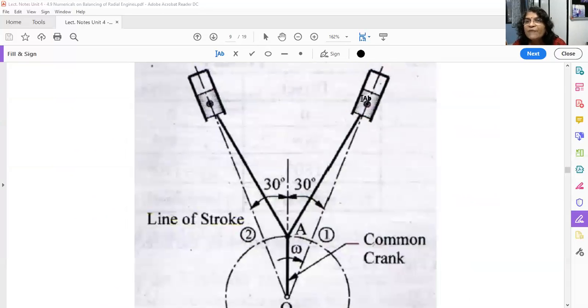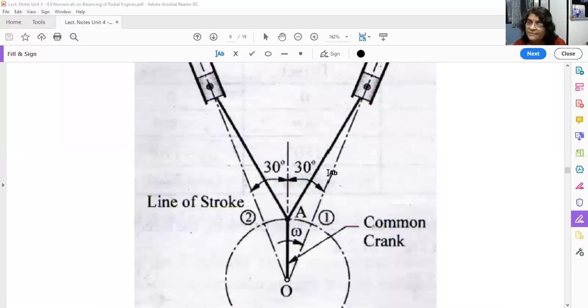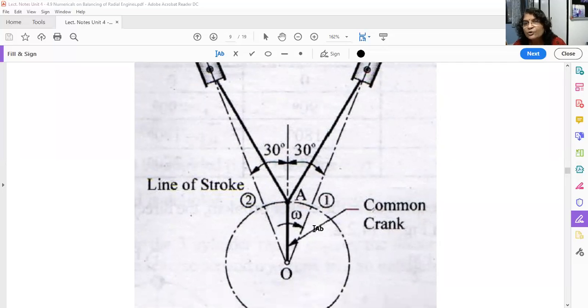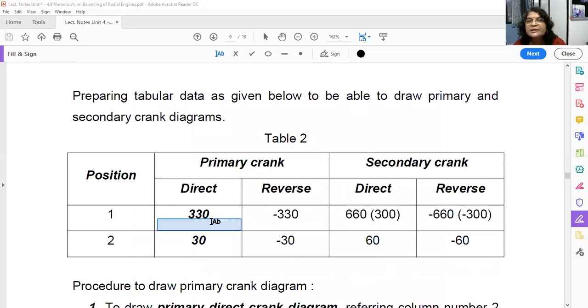This is cylinder number 1. So what is the concept? You have to bring this m/2, which is falling on the line of stroke, to the crank pin. So you have to rotate this line of stroke in the direction of omega, that is clockwise, so that m/2 can be placed at the crank pin. So tell me, how much is this angle? I have to rotate this line of stroke by this angle. See, this is 30 degrees, so the remaining angle is 330 degrees. Correct? 360 minus 30. So that's why we have written here 330 degrees.